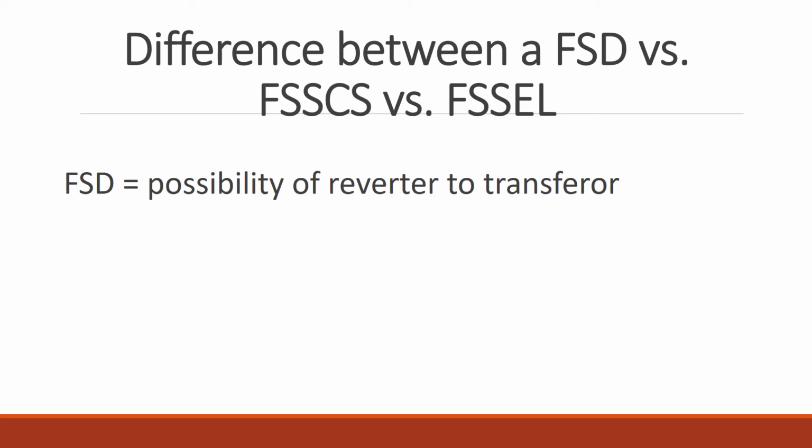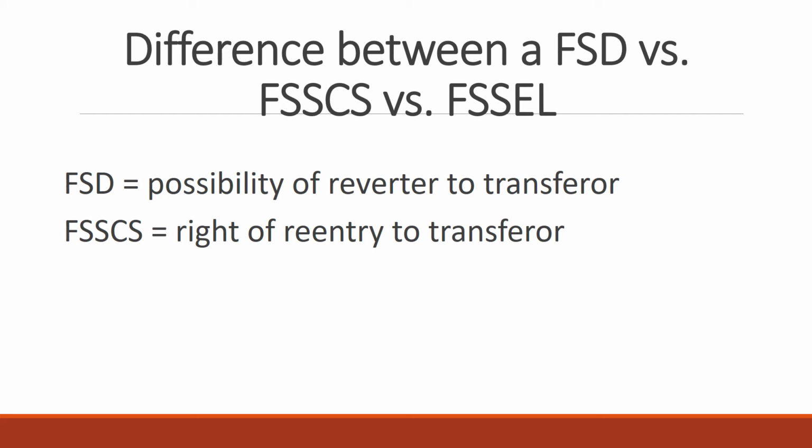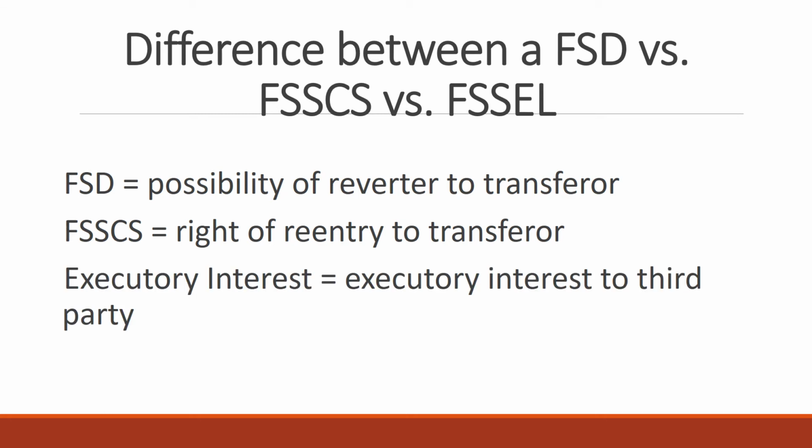With a fee simple determinable, like we said, we have a possibility of reverter. And again, that's to the transferor. And we said that is an automatic possessory interest on the happening of an event, or if an event doesn't happen. The fee simple subject to condition subsequent, we said the future interest is a right of reentry to the transferor, right? Again, we have a future interest in the transferor here. And this differs from an executory interest, where an executory interest is to a third party.